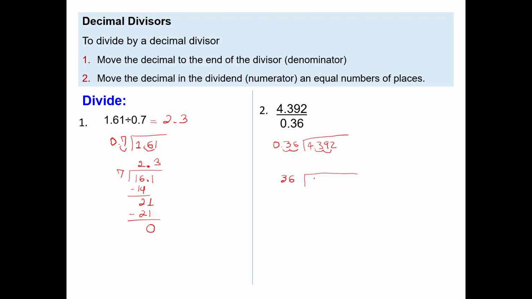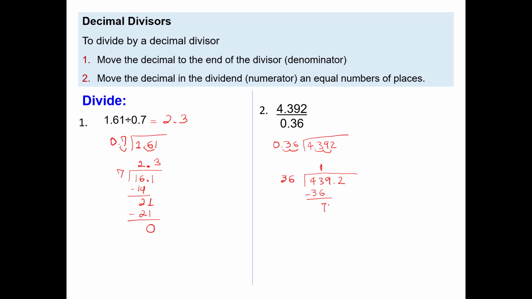Then the division we have to calculate is 439.2. Now we need to divide it. How many 36s are in 43? It is 1. Nice. Go here, 1. 1 times 36 is 36. We subtract the numbers and we will have 7.